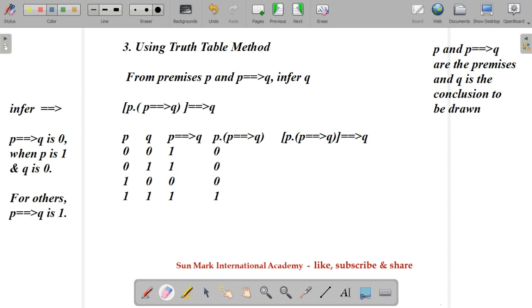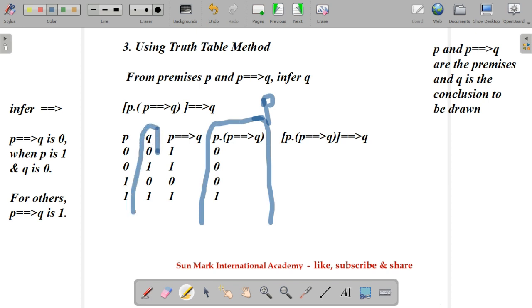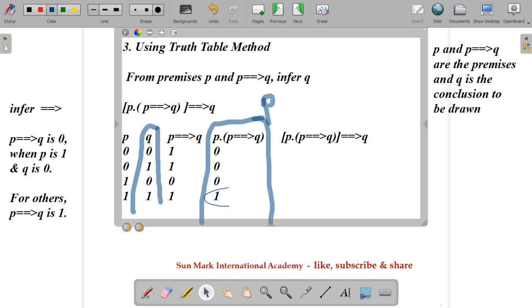The last column is P dot, P implies Q, the whole implies Q. So we can consider P dot, P implies Q, this column, as P to easily understand it, and we are considering Q, these 2 columns. When P is equal to 1 and Q is 0, then it is 0, is it? So what is the value here? 0 as 1, again as 1, 1.